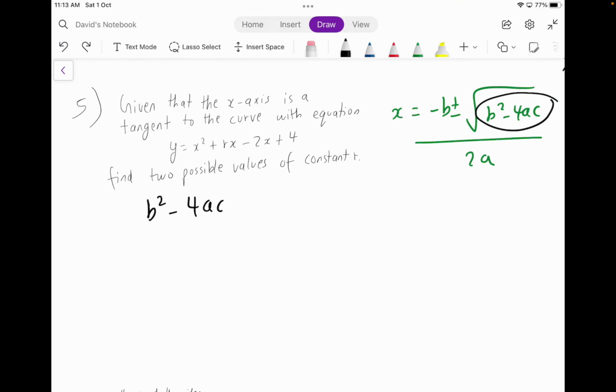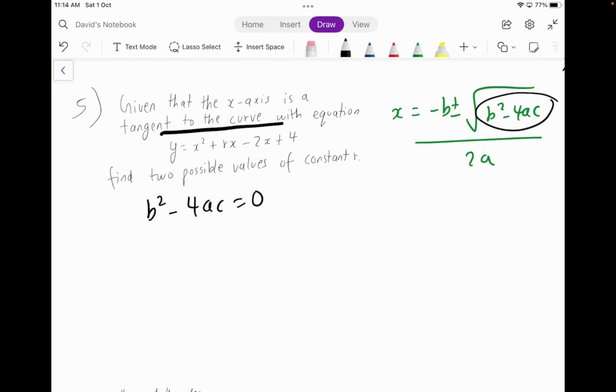So we're not going to put the inequality signs or the equal, greater than, or less than signs. We're just going to leave it as b squared minus 4ac. Since they have equal roots, because it is to find possible values of constant r, we can put equivalent to 0. So we know the a value to be 1, and in this case, your b value is going to be r minus 2.